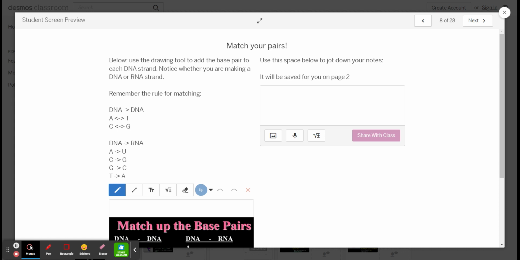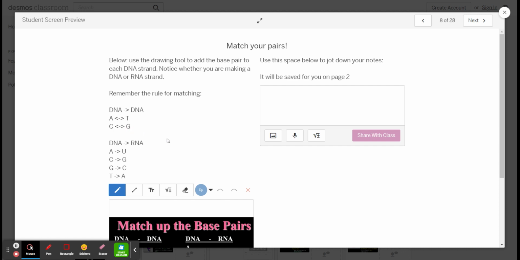Okay, so notice the instructions. Below, use the drawing tool to add the base pair to each DNA strand. Notice whether you are making a DNA or an RNA strand. So that's going to be our key. Now, remember from before that if we're making a pair for DNA to DNA, so duplicating DNA, every A is going to pair up with a T, and that means every T will pair up with an A. Every C will pair up with a G, and every G will pair up with a C.